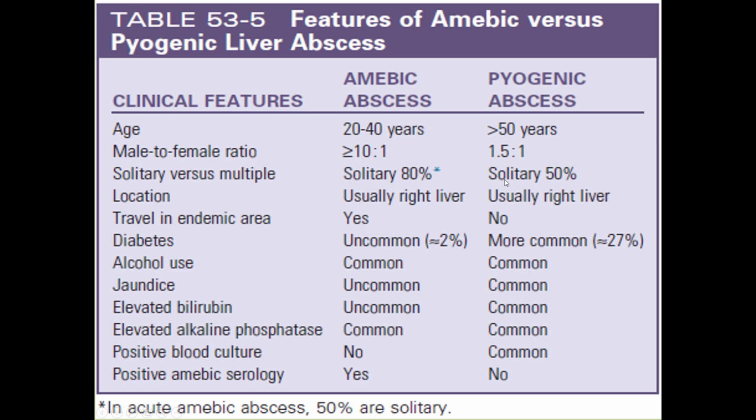But yes, if we ask you whether multiple liver abscesses are common in amoebic or in pyogenic type, your answer will be pyogenic type. In pyogenic type, multiple abscesses are much commoner than in the amoebic one. Location, in both cases is towards the right liver, because as we have discussed earlier, the portal venous drainage is preferentially towards the right liver.